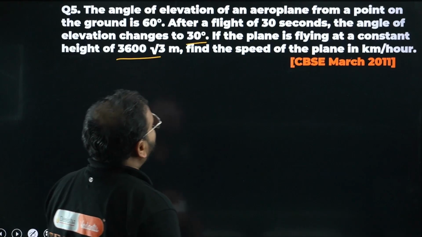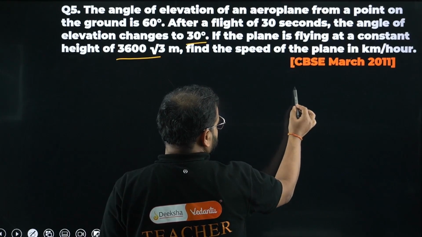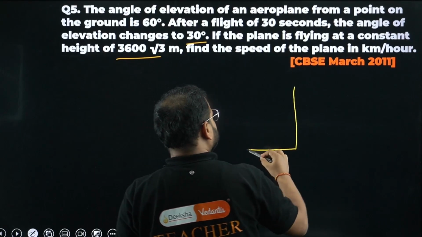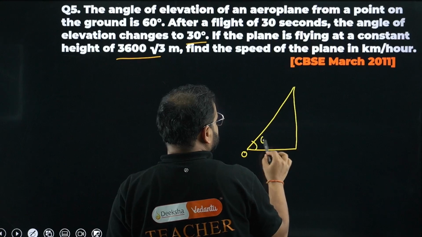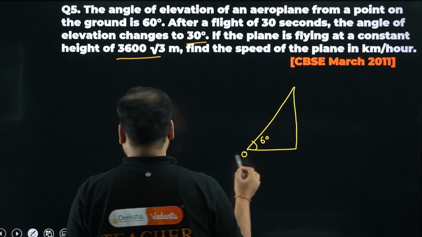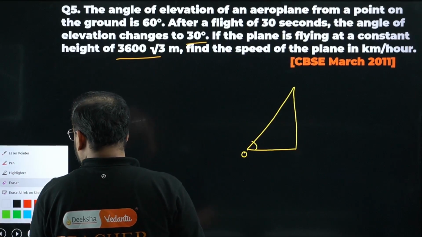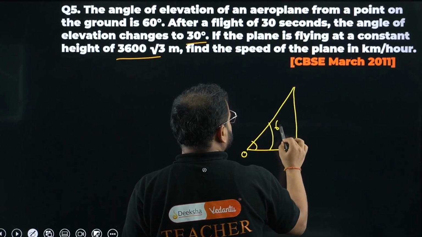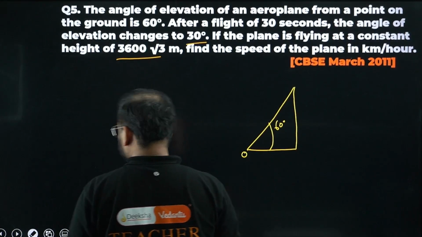Angle of elevation of an aeroplane from a point on the ground. Okay, so let's see. This is the point on the ground. Observer is over here. This is 60 degrees. I have to draw a neat figure this time. A lot of information will be here in the figure. Please check. This is 60 degrees.